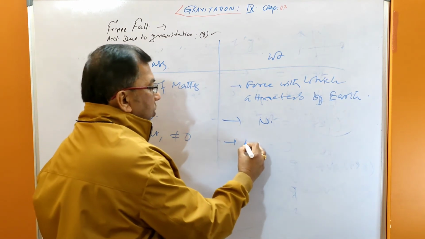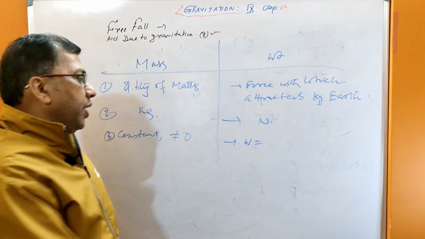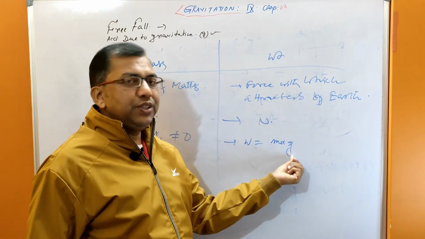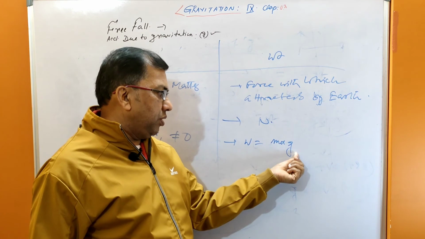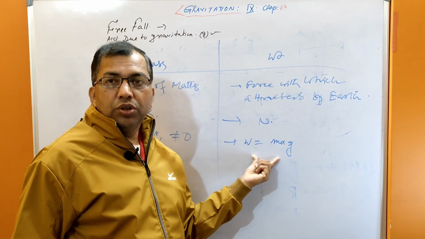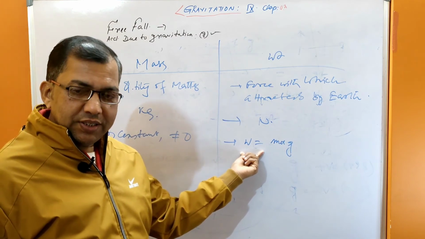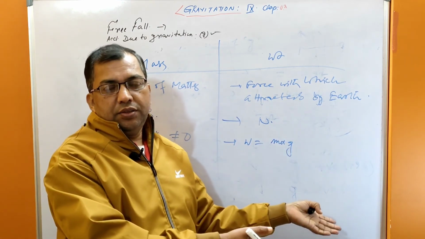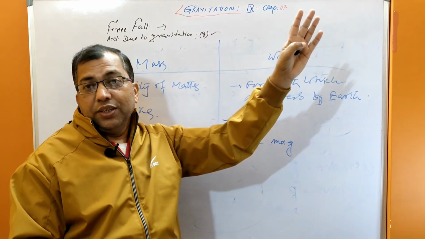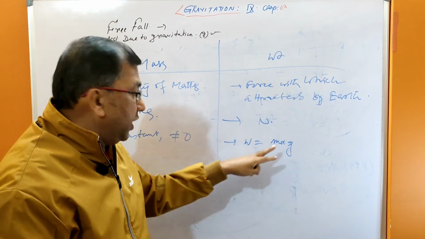But weight W is what? You know from yesterday's chapter, W equals m into g, mass into g. It depends upon g. Mass cannot be zero. If g changes, W changes. If g is zero, W is zero. So it is not constant. W changes from place to place. Your weight is one value here, different at the equator, different on the moon. Where g changes, weight changes. Clear?